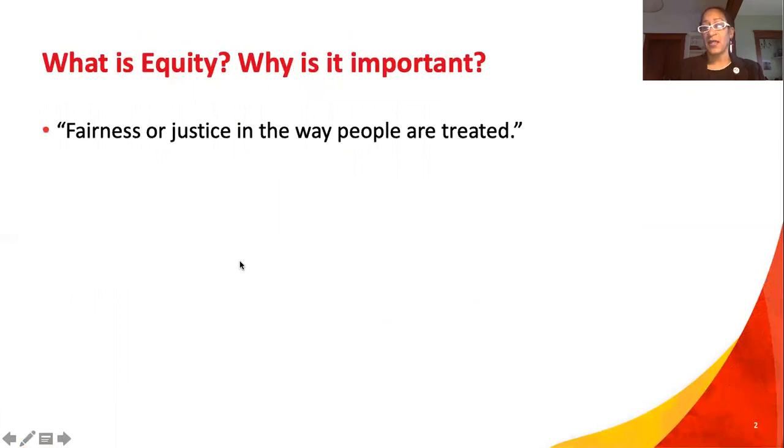So just to begin, I'd like to talk a little bit about what is equity and why is it important. This is a word that we often see a lot when we talk about education in general, science education in particular, and other different aspects of society, such as health and well-being and environmental healing and wellness. So let's talk a little bit about what does equity mean. The definition of equity in a dictionary is fairness or justice in the way people are treated.